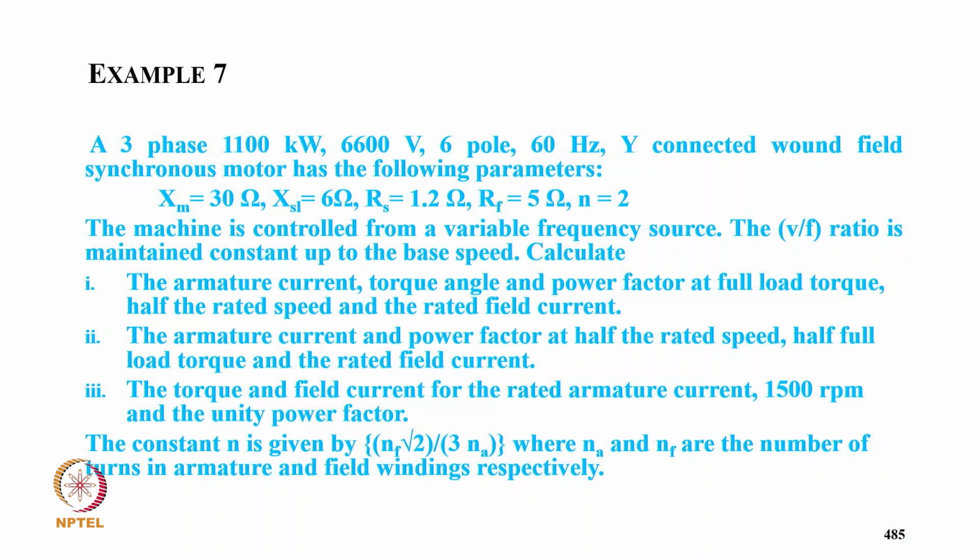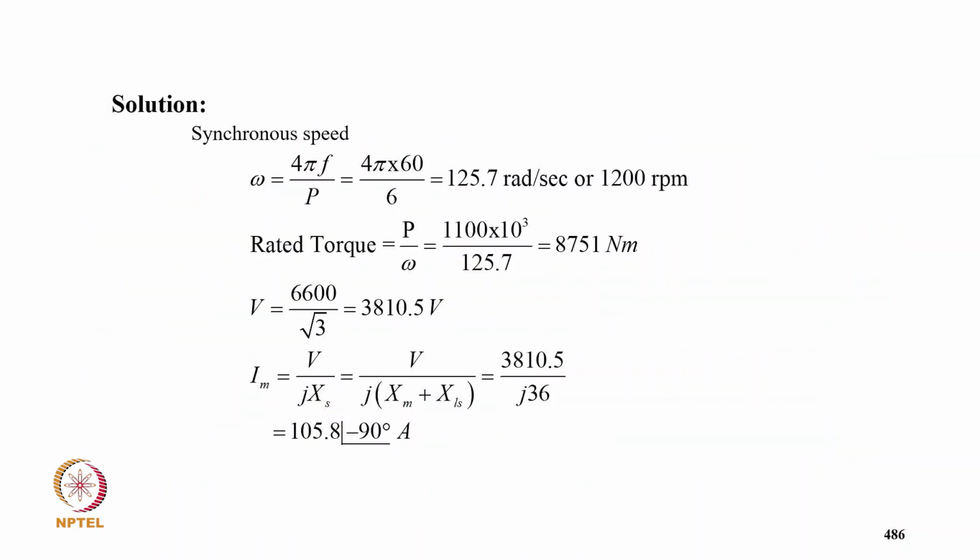V by F ratio is maintained constant up to the rated speed. Calculate the armature current, torque angle, and power factor at full torque, half the rated speed and rated field current, and the armature current, power factor at half the rated speed, half the rated torque, and rated field current, and the torque and field current for the rated armature current and unity power factor in the constant power region. N is given by NF root 2 upon 3NA, where NA and NF are the number of turns in armature and field winding respectively.